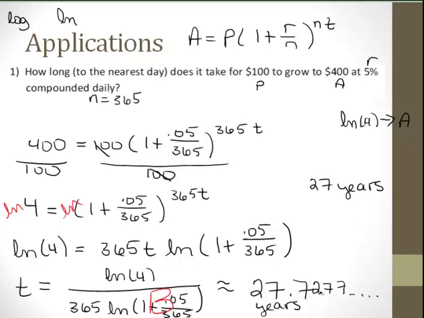Well, it would be 0.7277 of a year, right? In my calculator, I'm going to take out those 27 years. So minus 27, and it's this part of a year. How many days are in a year? 365. So I multiply it by 365, and I get 27 years and approximately 266 days. So that would be to the nearest day.